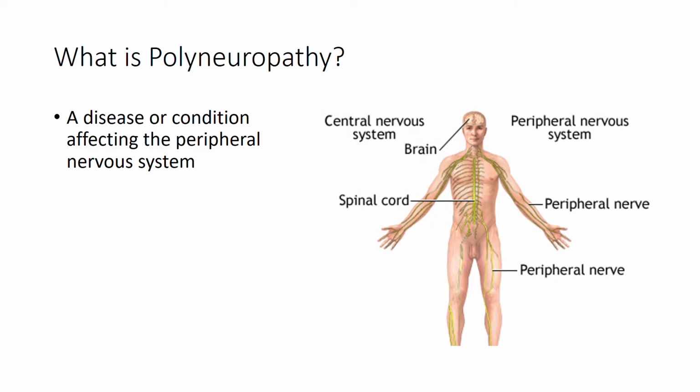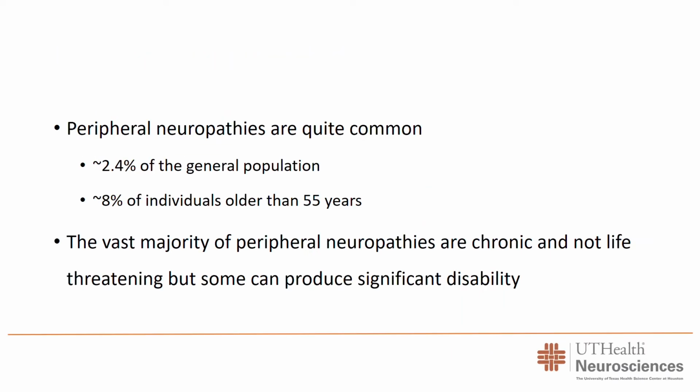So that we have a better idea, I'm going to do a brief review of the nervous system. It's divided up into two parts. The first part, the central nervous system, also referred to as the CNS, involves the brain and the spinal cord. And then we have the peripheral nervous system, which are all those nerves that come off of the spinal cord. So the nerves that go into our arms and the nerves that go into our legs. Polyneuropathies generally affect the peripheral nervous system, so those distal nerves in our arms and legs.